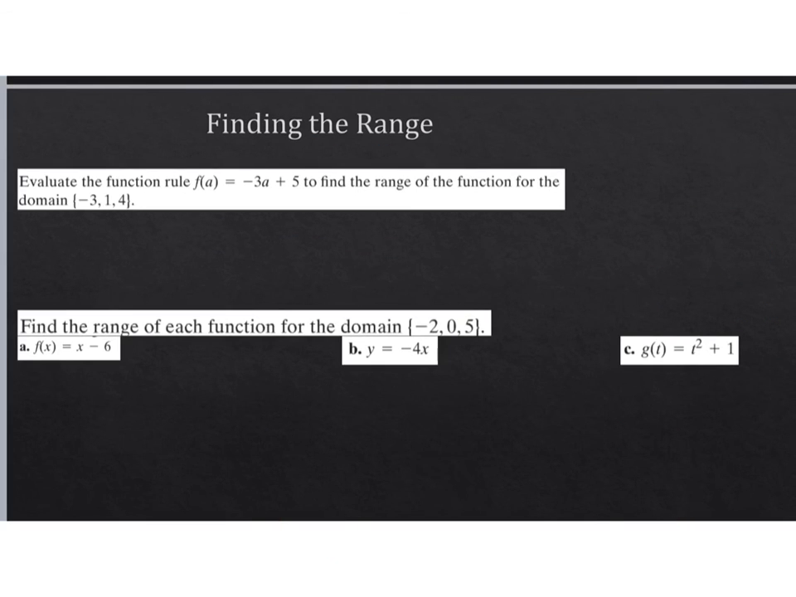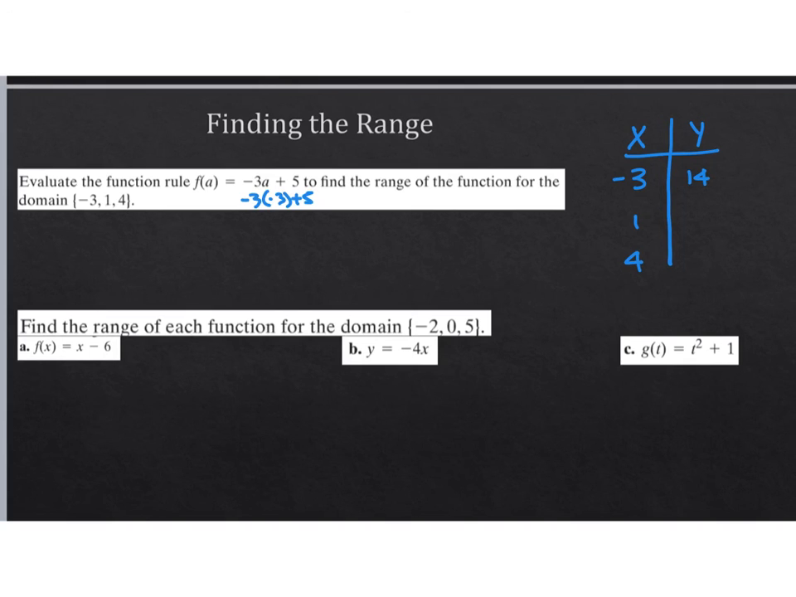So my last example says, evaluate the function rule f of a equals negative 3a plus 5 to find the range of the function for the domain. So if my domain is negative 3, 1, and 4, I'm going to plug in my x values and get my y values. I have negative 3, 1, and 4. If I plug in a negative 3, I end up with negative 3 times negative 3 plus 5. Negative 3 times negative 3 is 9. 9 plus 5 is going to give me 14.